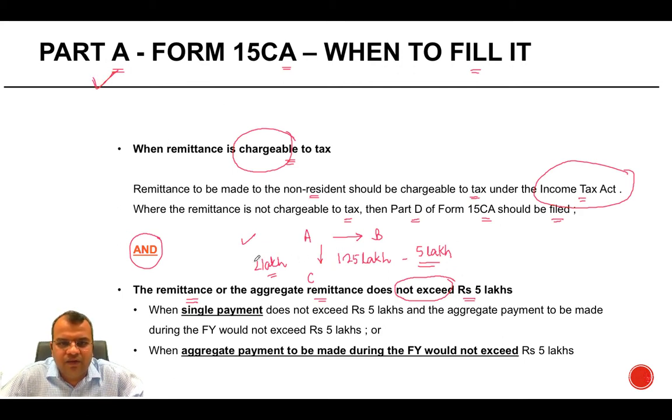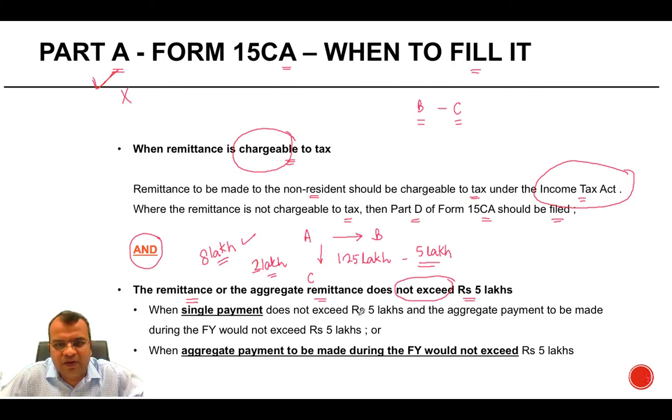But if the payment is 2 lakh per quarter, that means the annual payment is 8 lakh, which is more than 5 lakh. In that case, Part A cannot be filled in. Then you need to go to Part B or C depending on what conditions you satisfy.